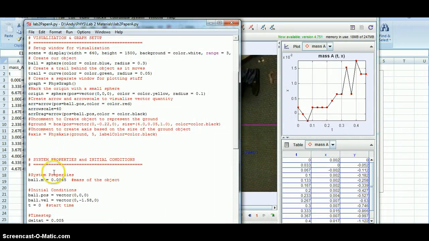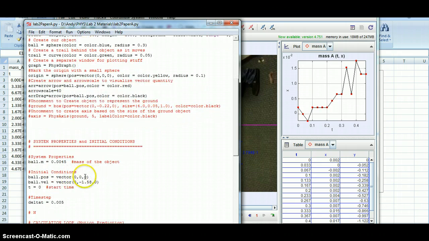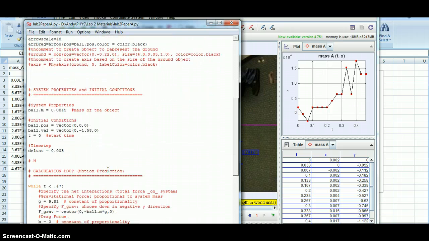I set the initial conditions for the paper ball: the mass to be 0.0045 kilograms, which is the standard. The initial position was 0, 0, 0. It is at the origin, as you can see here on Tracker. For the initial velocity, I took the second point here, negative 0.052, and divided it by the time, delta t, and that gave me an approximate initial velocity. I chose delta t to be small, 0.005, in comparison with my total time of roughly 0.47 seconds.